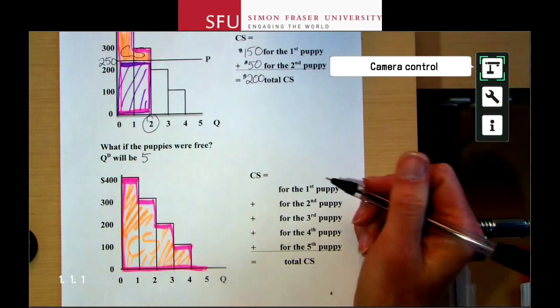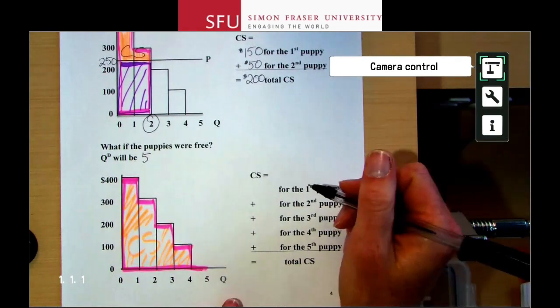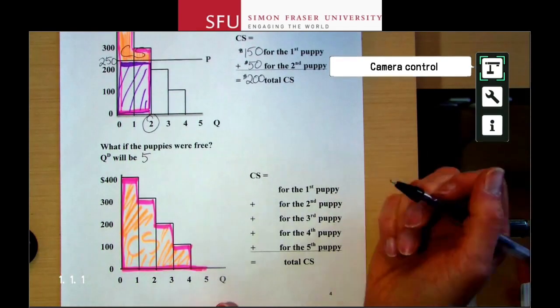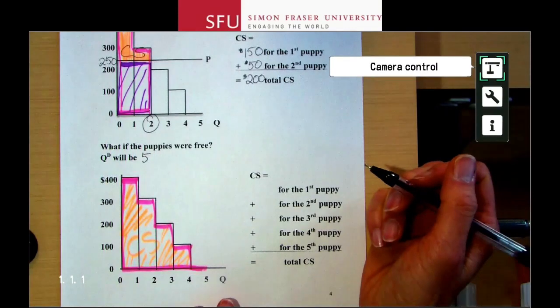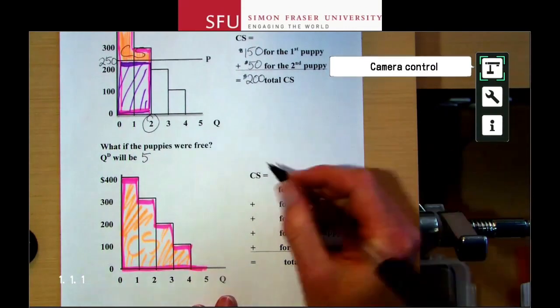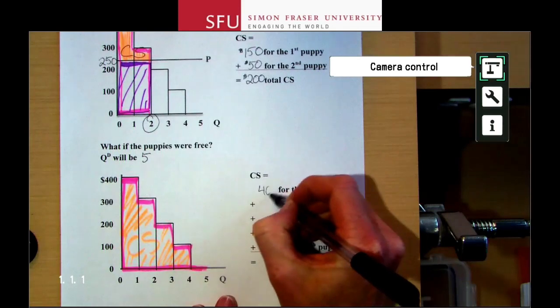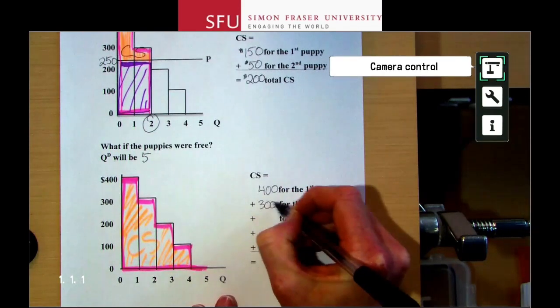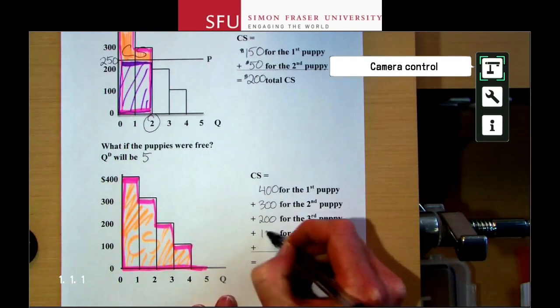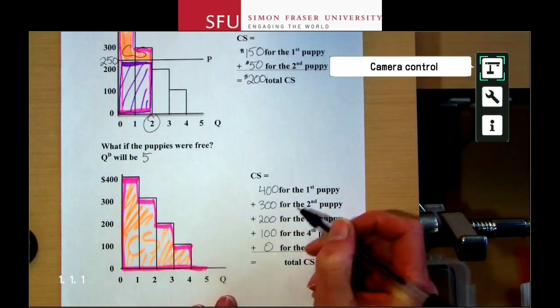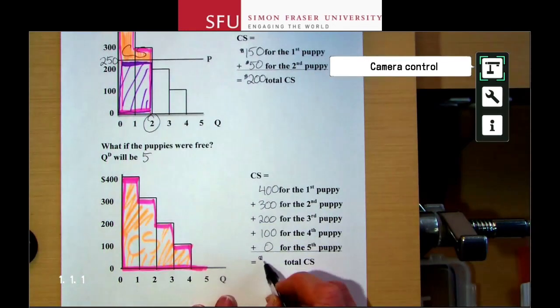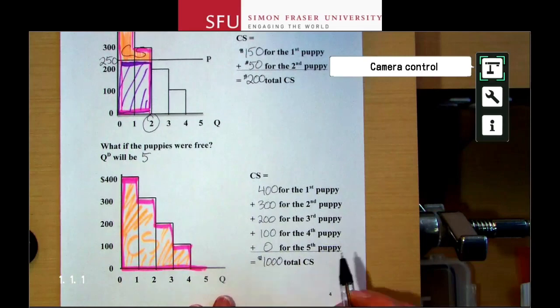And so then the consumer surplus is the willingness to pay, and there's no price. The price is zero, so minus zero. So $400 for the first puppy, 300, and so on, for a total of 1,000. Good. So that person would then be super happy because they are getting the maximum puppy satisfaction possible.